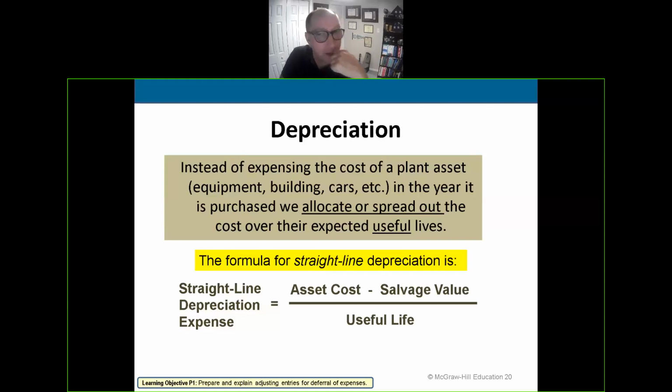Minus salvage value. Salvage value simply means what is it worth at the end of its useful life. It might be zero. It might be a few dollars. It might be a few thousand dollars. Whatever it is. So it's total original cost minus salvage value. What's it worth when it's at the end of its useful life? That's salvage value. Salvage value can also be described as what is it worth when it's no longer useful? That's salvage value. Divided by useful life.